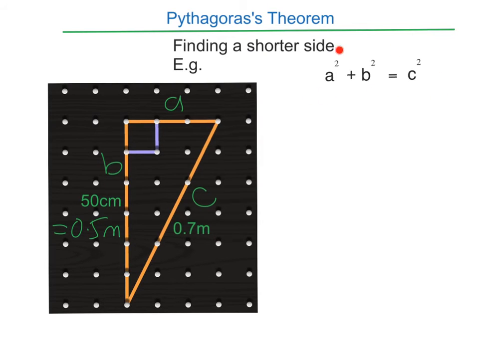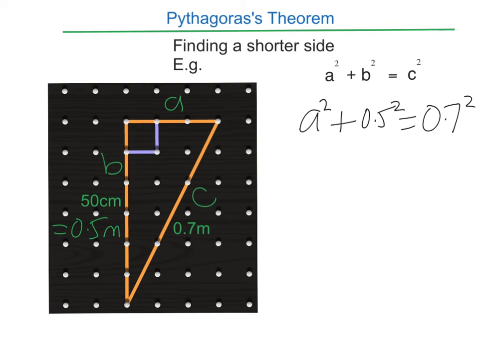Here's my equation. It's telling me how to work out the answer. I need to substitute for A. Well, I can't because I don't know what A is, so that's the one I'm trying to work out. I need to substitute for B. Well, I can do that. So let's go through it. I don't know what A is, so I'll leave that as A squared. B is 0.5 metres. And this is telling me, because I've labelled it, I know which one's which. So B is 0.5, so I need 0.5 squared. And C is 0.7. So that's going to be 0.7 squared.